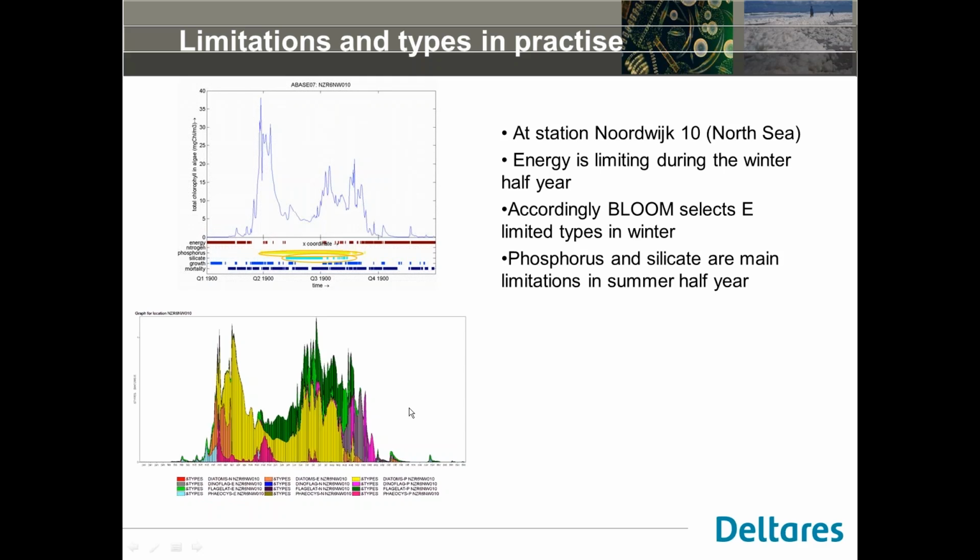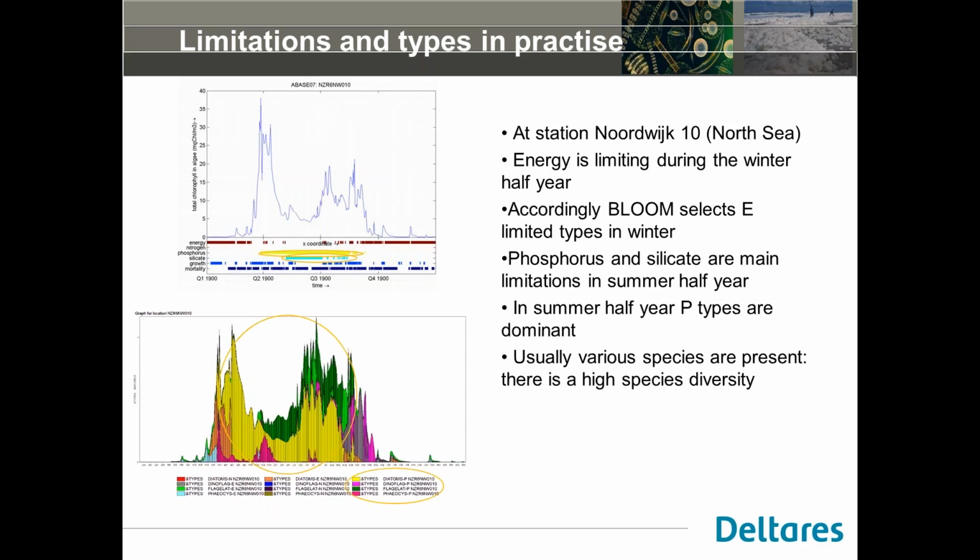Later in the year, in the summer half year, phosphorus and silicate are the main limitations. And accordingly, Bloom selects phosphorus limited types, shown over here. And usually, and that's one of the outstanding characteristics of Bloom, you'll find that many different types are present at the same time. So there is a very high species diversity.